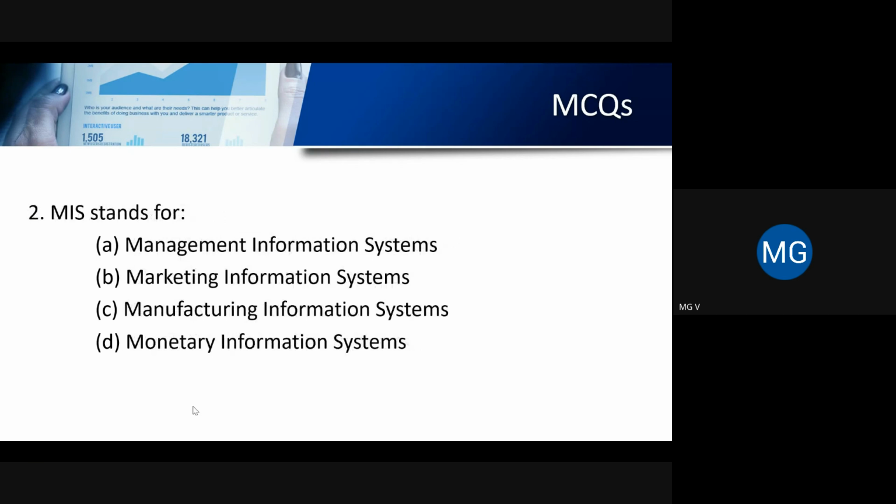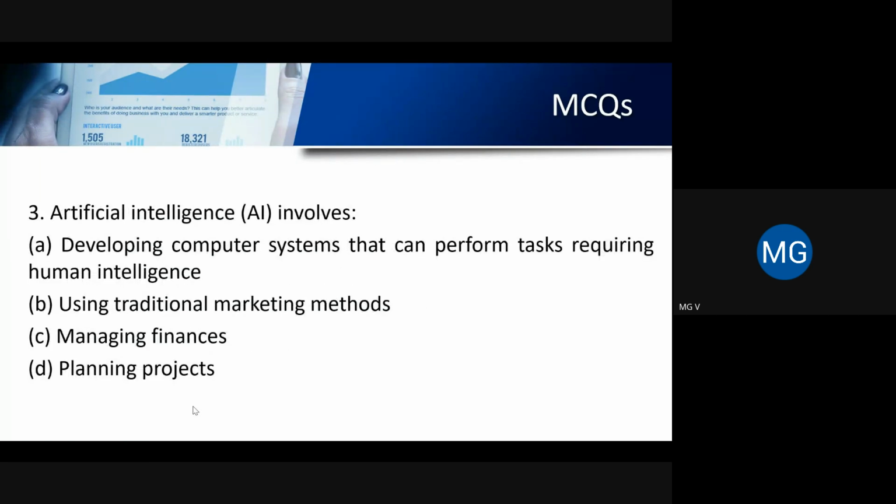MIS stands for Management Information Systems, Marketing Information Systems, Manufacturing Information Systems, or Monetary Information Systems. Management Information Systems, very right. Artificial intelligence involves developing computer systems that can perform tasks requiring human intelligence, using traditional marketing methods, managing finances, or planning projects. Developing computer systems that can perform tasks requiring human intelligence, right.